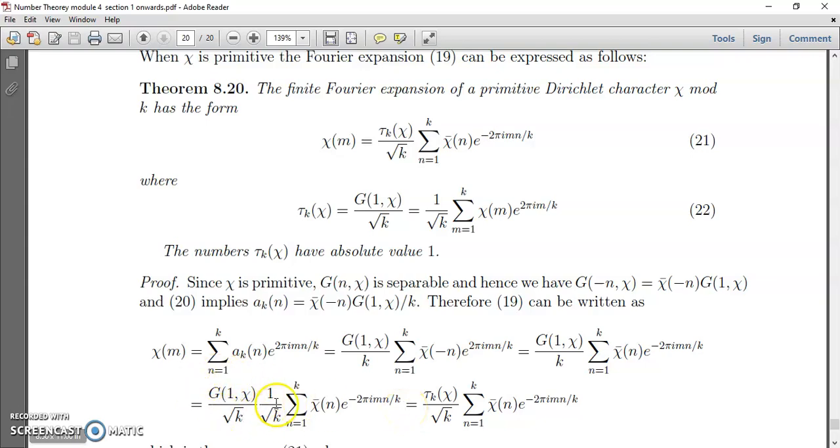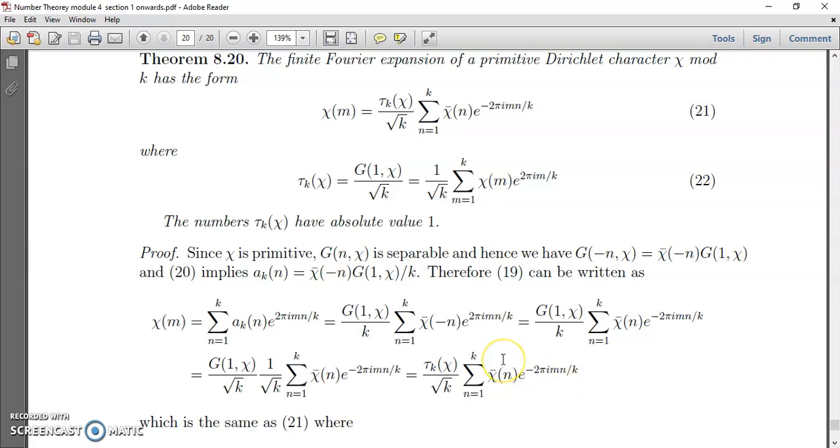Now this g of 1 chi by root k we are going to give it as tau k of chi. So this is tau k of chi by root k, and the remaining is sigma n equal to 1 to k chi bar of n e raised to minus 2 pi I mn by k. Now there is a mistake here. Here it is, yeah, it's correct, because we have replaced this by minus chi bar. We have taken the complex conjugate, so here it is correct.